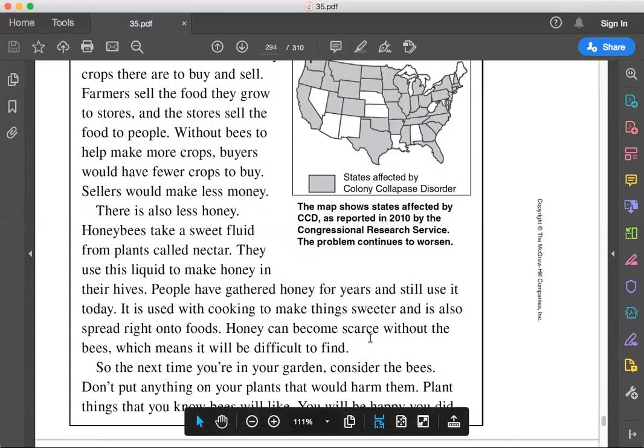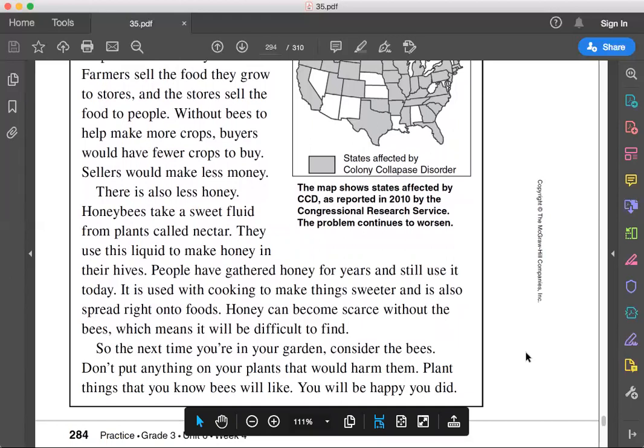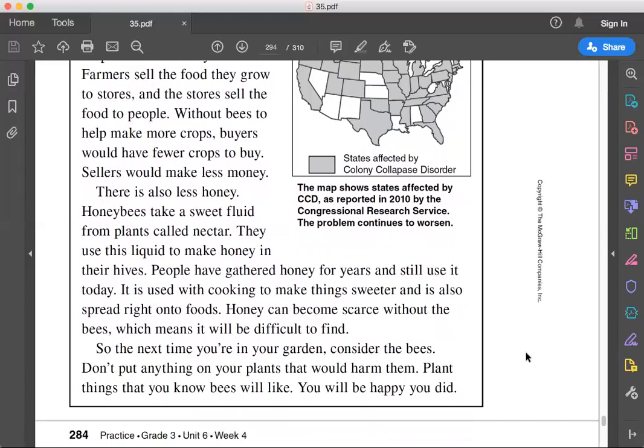Honey can become scarce. It means you don't see a lot of it. You won't find a lot of it without the bees, which means it will be difficult to find. So the next time you're in your garden, consider the bees. Don't put anything in your plants that would harm them. Plant things that you know bees will like. You will be happy you did.